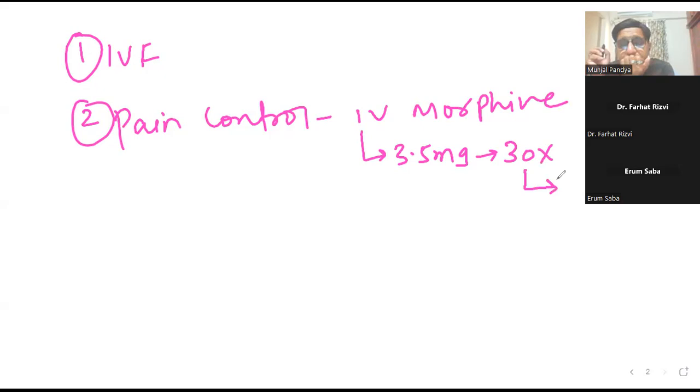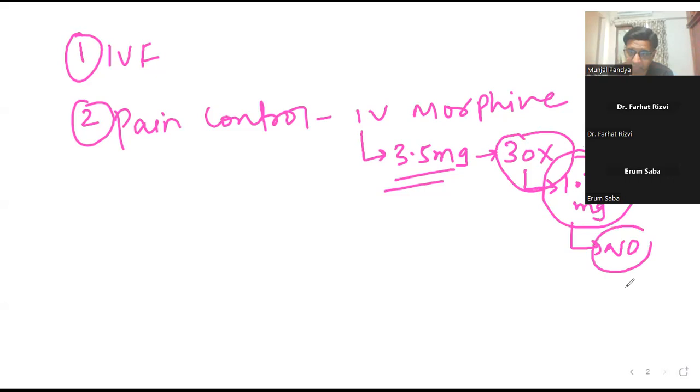So we'll give 50% of the starting dose. We'll push more. 50% means 3.5, 50% is 1.75. Yes, sir. Okay, you give it to the patient after 30 minutes. Then you again reassess after 30 minutes, right? If there is no pain control, what will you do? Then we will start the per hour infusion of 0.05 mg per kg per hour, maintained. Yes, sir.